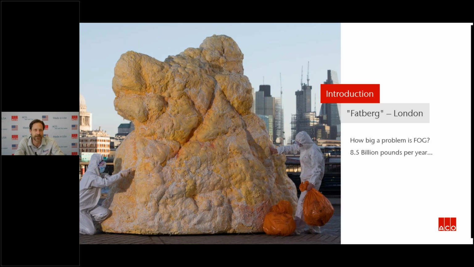London actually pulled out a 14-ton one, basically the size of a double-decker bus, and they put it on display to really highlight the impact of fats, oils, and greases on the environment, and to showcase to the public that this is something that perhaps we don't see, but it is impacting our environment. There's a statistic that about 8.5 billion pounds of grease enter the sewer systems from fast food or quick service providers.